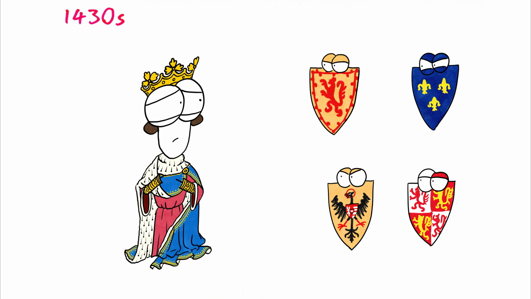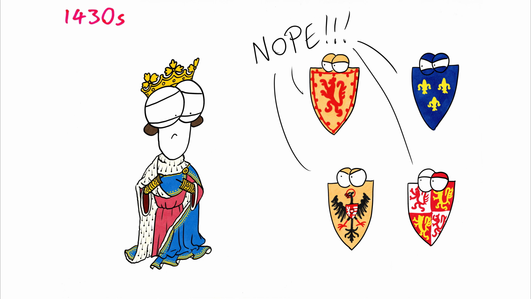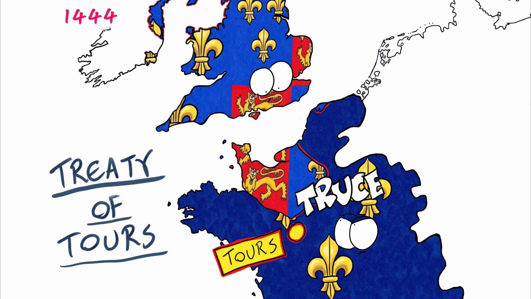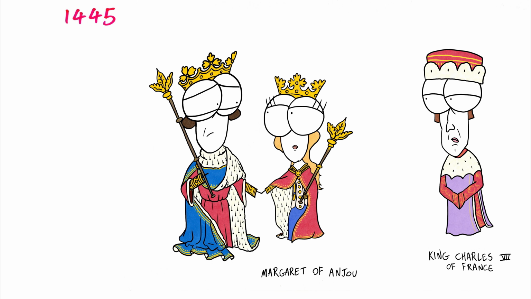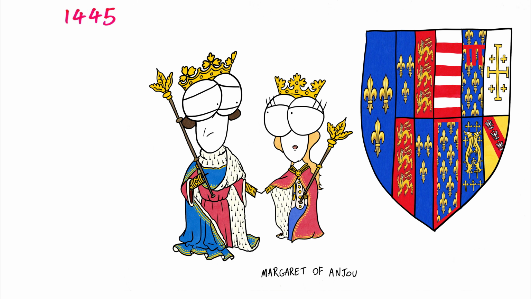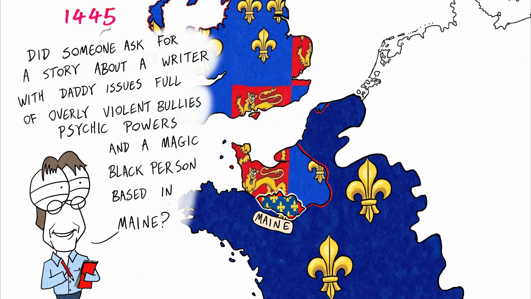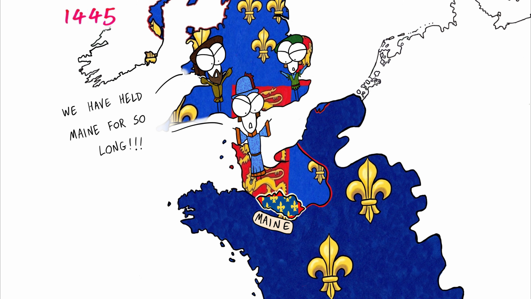Yay! After years of trying to make a good political match in a wife for Henry, France and England came to a truce and the Treaty of Tours. This promised Margaret of Anjou, niece of Charles VII, to marry the English king. As part of the match, England was to give up the territory of Maine, south of Normandy, much to the dismay of many angry English lords.